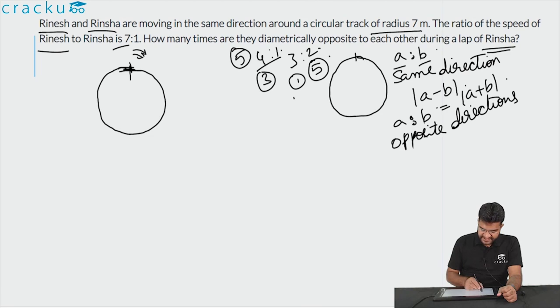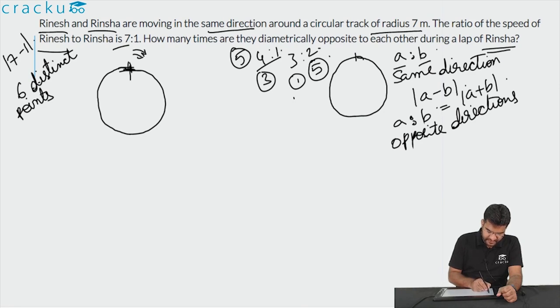Now using the same concept here, the ratio of their speed is 7:1 and they are running in the same direction. So they will meet in 6 distinct points. How did we get this 6? Because 6 is modulus of 7 minus 1. So the 6 points will be, the first one will be the starting point, then there will be 5 other points, all of which are equally placed from each other.